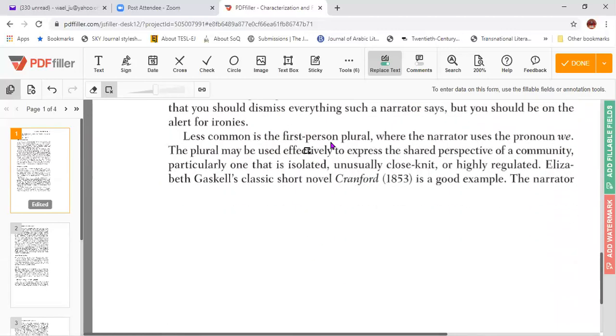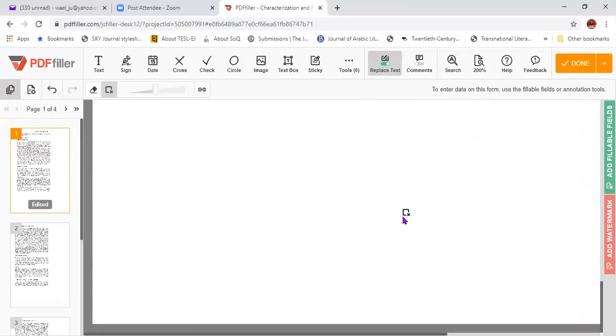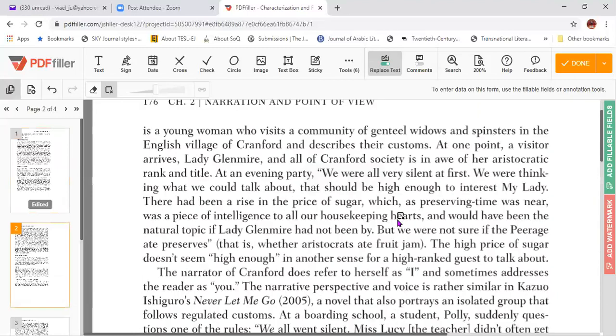Now, less common is the first person plural, where the narrator uses the pronoun we. The plural may be used effectively to express the shared perspective of a community, particularly one that is isolated, close-knit or highly regulated. Elizabeth Gaskell's classic novel, Cranford, is a good example. The narrator is a young woman who visits a community of genteel widows and spinsters in the English village of Cranford and describes their customs. At one point, a visitor arrives, Lady Glenmire, and all of society is in awe of her aristocratic rank and title.